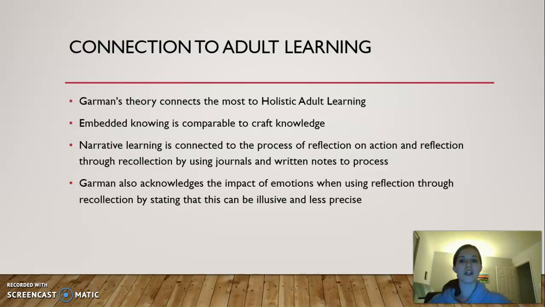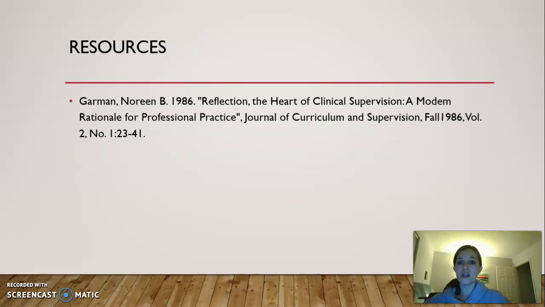Secondly, narrative learning is also in the holistic adult learning approach, and it's connected to the process of reflection on action and reflection through recollection by using journals and written notes to process. And then Garman also acknowledges the impact of emotions when using reflection through recollection by stating that it can be elusive and less precise. So, holistic learning is all about actually taking those emotions and implementing them into our practice. Here, Garman actually says that it's kind of a negative. And that is it. Hope you guys got most of what her entire theory about reflection is for practice.